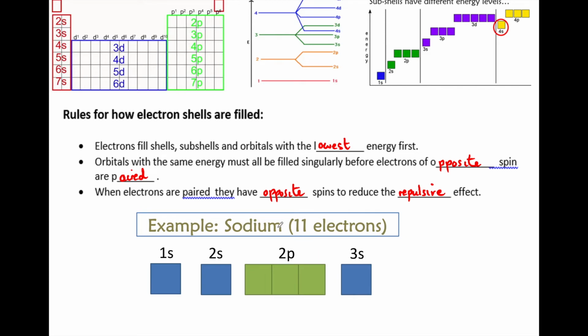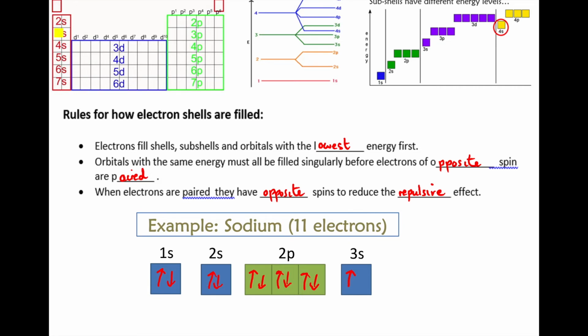This is sodium, which has 11 electrons. So I'm going to do it this way first. We've got 2 electrons, start filling up the next shell, 4, then we have to fill up the P's separately, 5, 6, 7, 8, 9, 10, 11. And you can see that sodium is here.